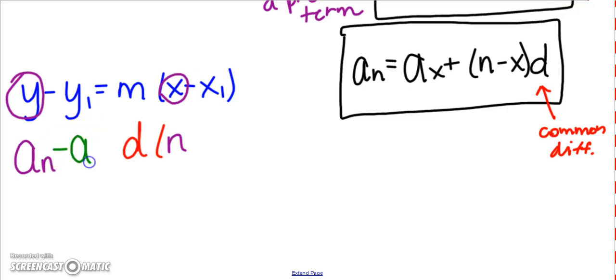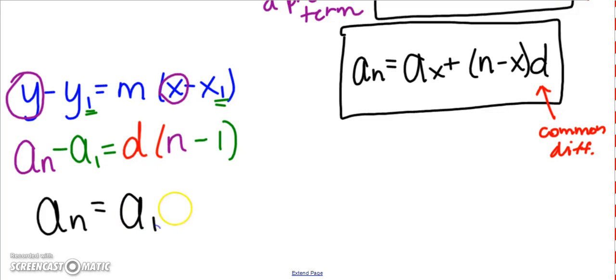This then can be viewed as minus a sub 1, for right now. Well, this term is what happened when I put in my first x value. In this case, my first x value would have been 1. Solving this then, if I add this to the other side, I get a sub n equals a sub 1 plus, I'm just going to switch this around a little bit, n minus 1 times d.